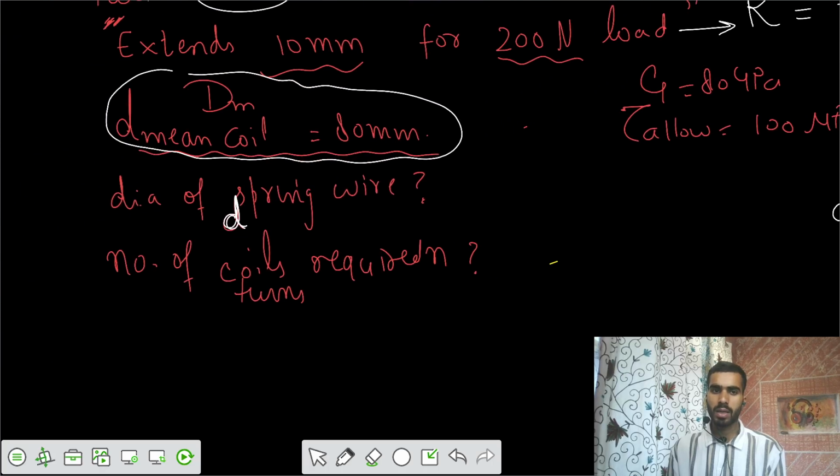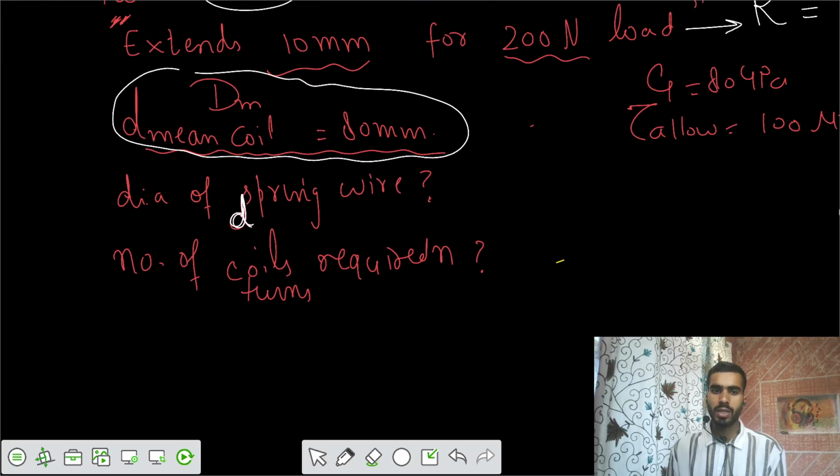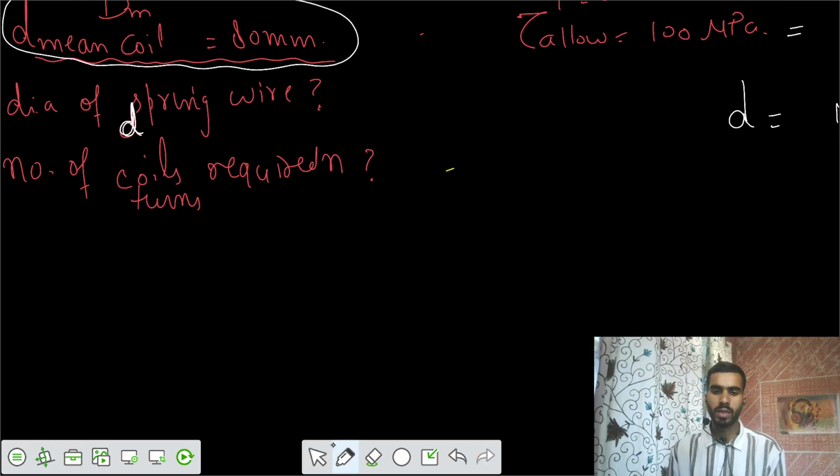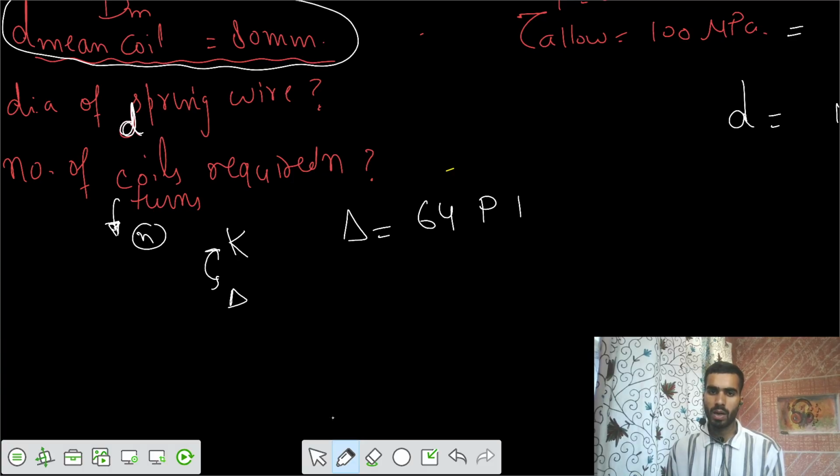What is the next part it's mentioning? It's saying that you need to get the number of coils required. How can you get this part? Which equation is having that n part? One is your stiffness equation, the next one is your deflection equation. You can use any of these. If I write delta equals 64 P R cube n by G d power 4. Similarly, you can take the stiffness equation.